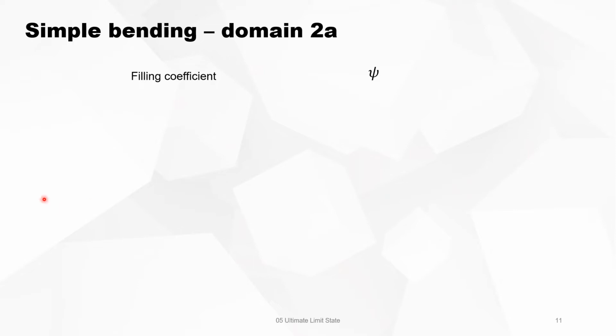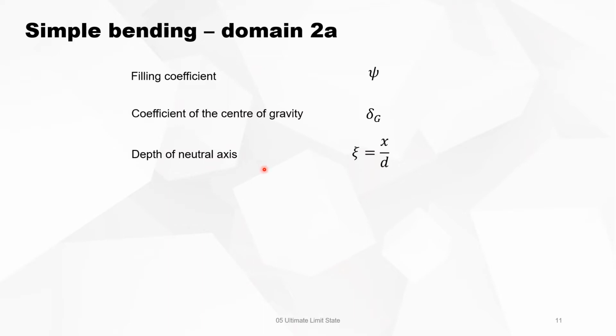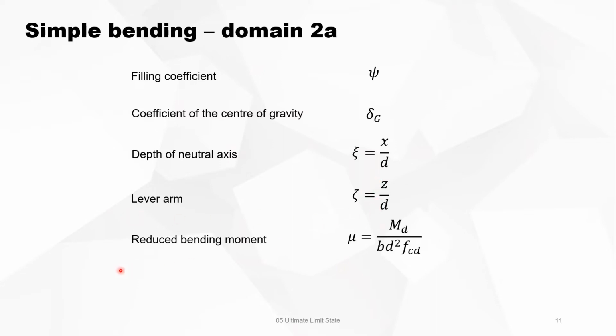Now, before we go any further, we will put forward some dimensionless coefficients or symbols which we will work with. The filling coefficient we know by now. The coefficient of the center of gravity, delta G, we already handled this. The depth of the neutral axis is x, but we will divide it by the effective depth so that we have a dimensionless unit, which is called xi. The lever arm zeta is just z divided by d. The reduced bending moment is the applied bending moment divided by b d squared fcd. And the mechanical reinforcement ratio is As fyd divided by b d fcd.